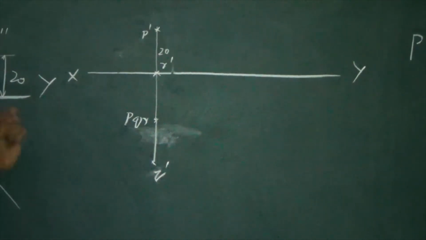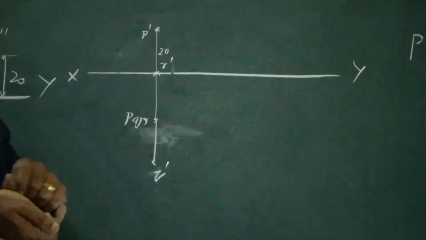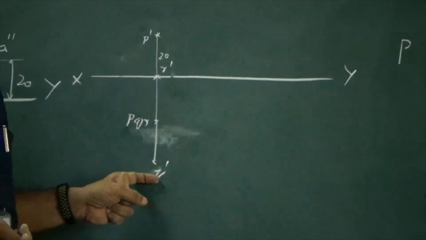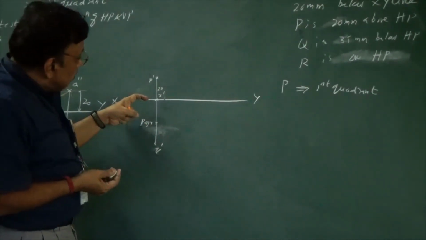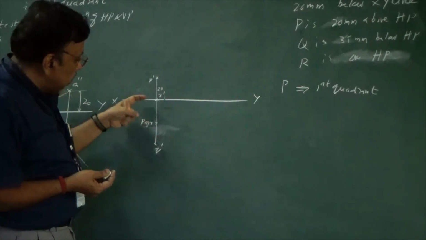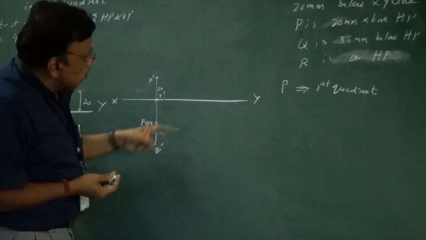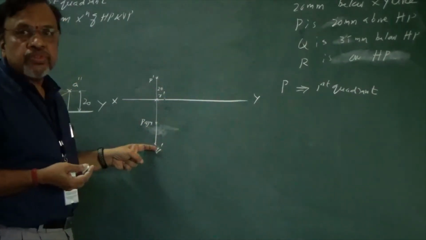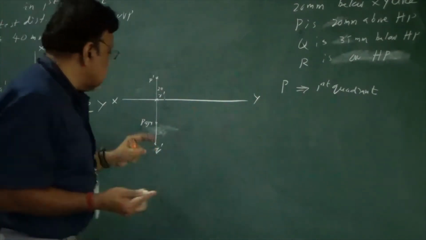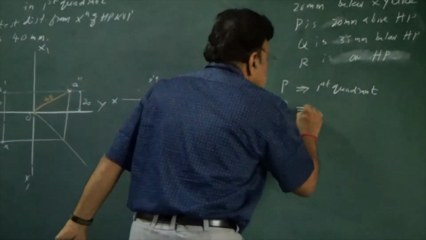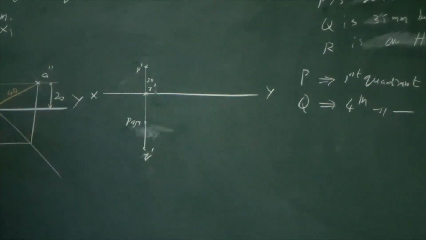Okay. Now tell me about Q now. As you can see for Q, both top and front view are below the XY line. Since both top and front view are below the XY line, we know that this particular point Q is 20 mm in front of VP and 35 mm below HP. That means what? It is the fourth quadrant. So I can say Q is in the fourth quadrant.